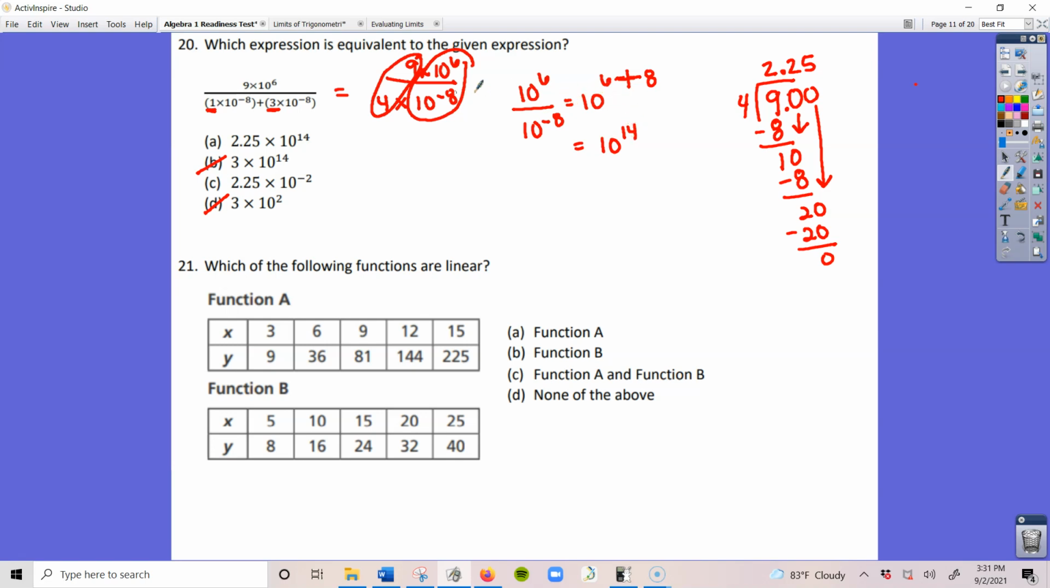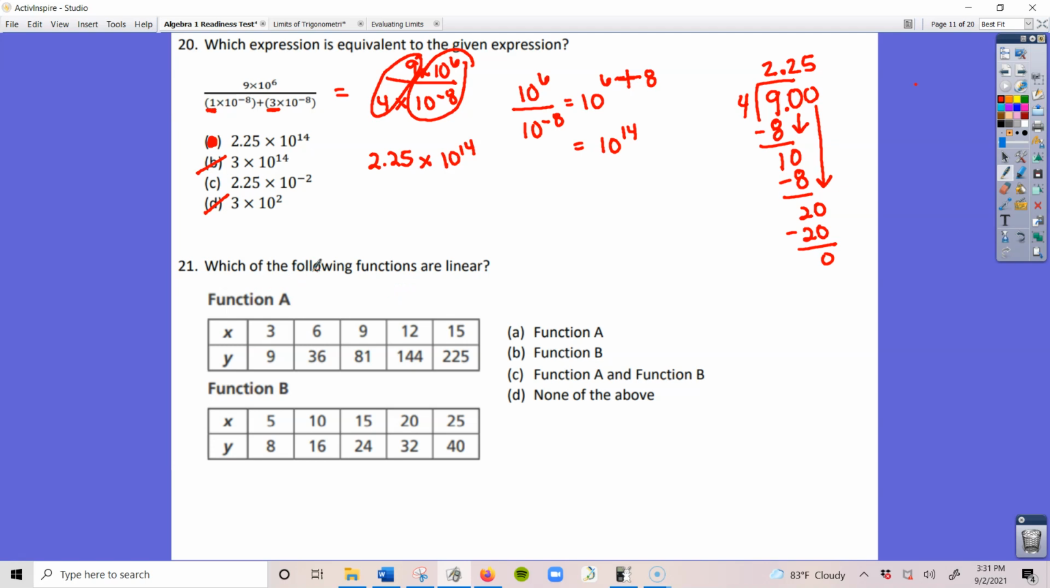So now let's put this all together. 9 divided by 4 is 2.25 times 10 to the 6 divided by 10 to the negative 8 is 10 to the 14. Giving me the answer, A.